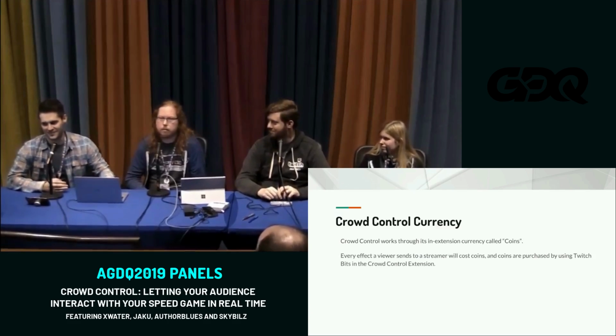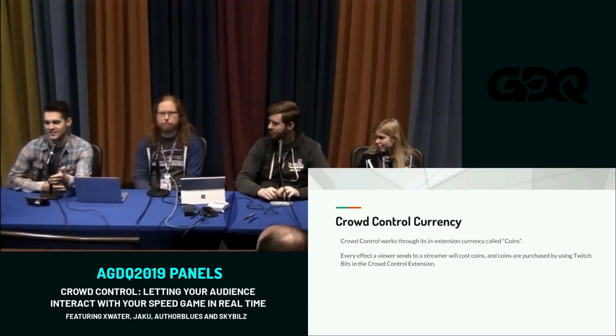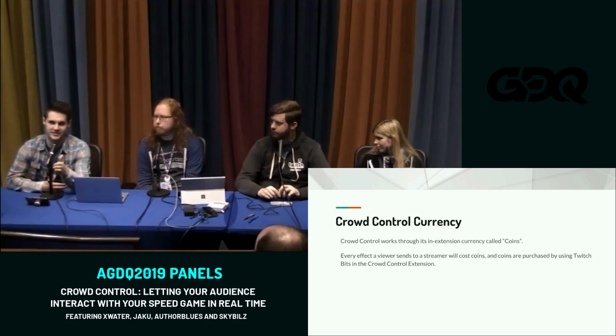So now we go into the nitty-gritty of how Crowd Control works in terms of the currency, because that's where everything kind of goes in an underlying force. The Crowd Control currency we use is called coins. Really easy to remember. Now, every effect that a viewer sends to a streamer is going to cost coins, and coins are purchased in the extension through the use of bits.